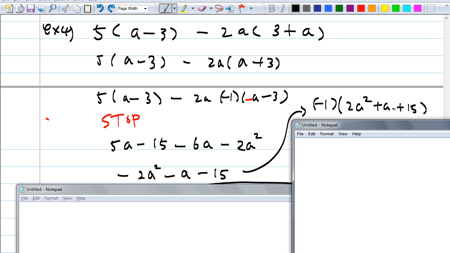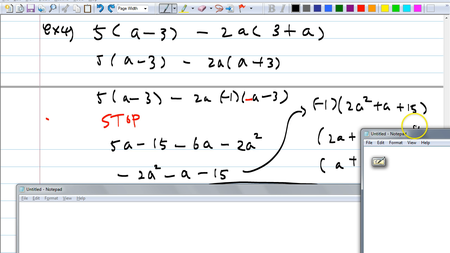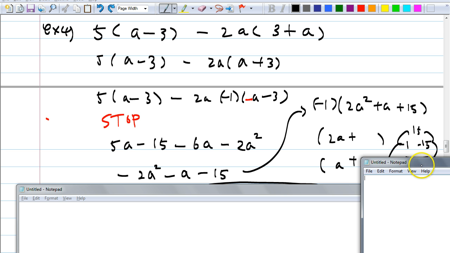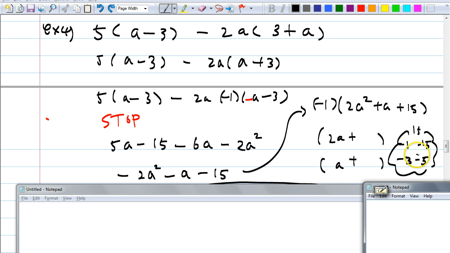Just one, which is kind of nice. So it's negative 1 times something. How many ways are there to get 15? You could get 1 and 15, and 3 and 5. Does it work? Does any of them work? I tried negatives. I even tried positive.